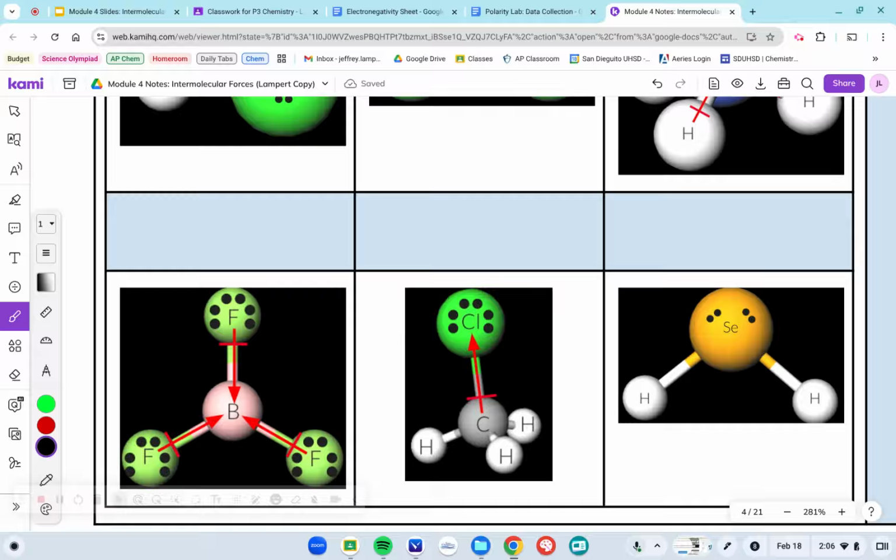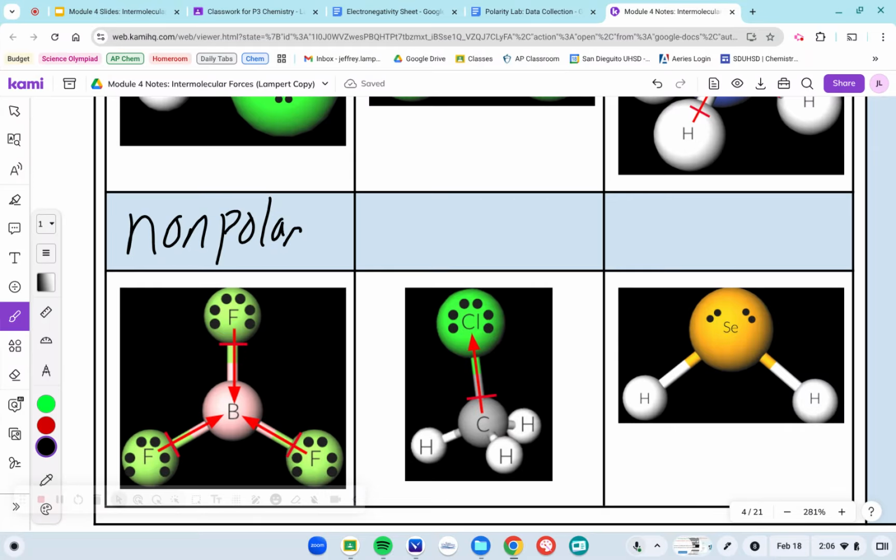All right, let's get our attention up front. Eyes up here, please. Let's go ahead and go over these last examples. For BF3, we have electrons moving up and to the left, up and to the right, and then moving backwards. So I'm back where I started. There's no net movement of electrons, so this molecule, BF3, is nonpolar. It's another example of a molecule that has polar bonds, but is nonpolar.